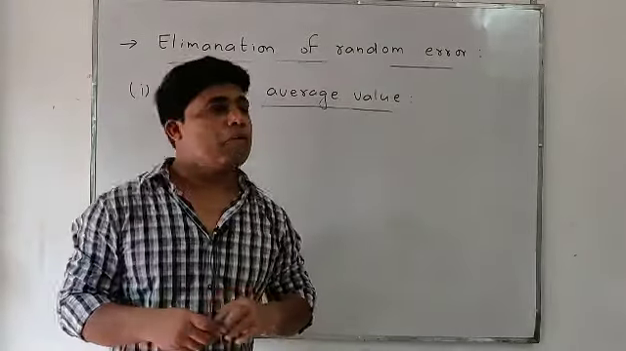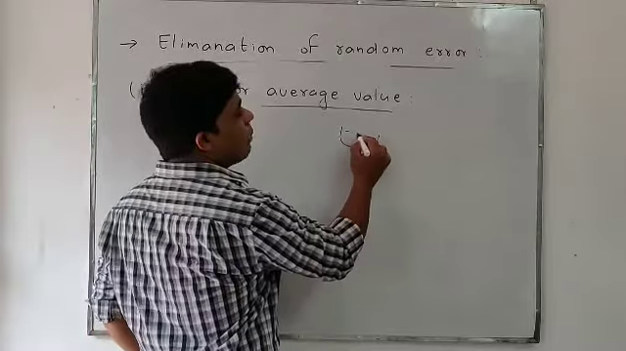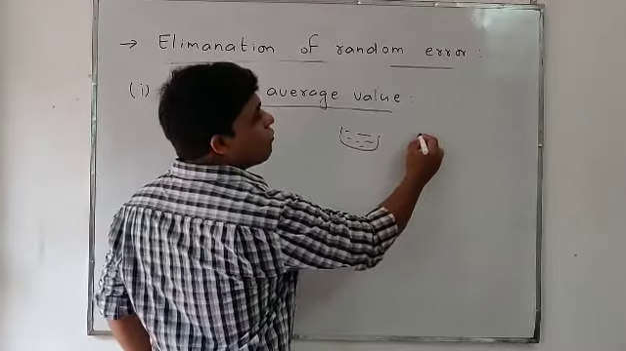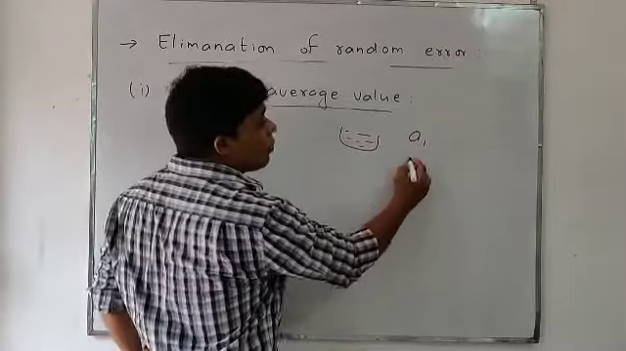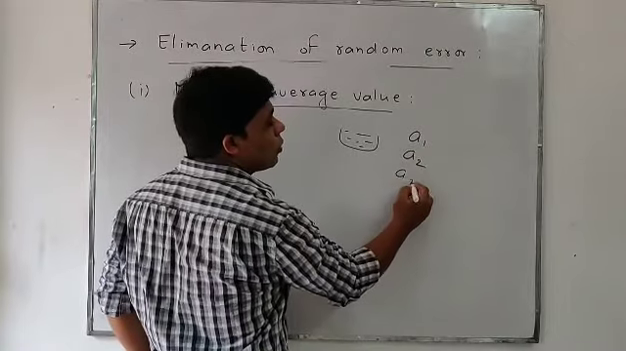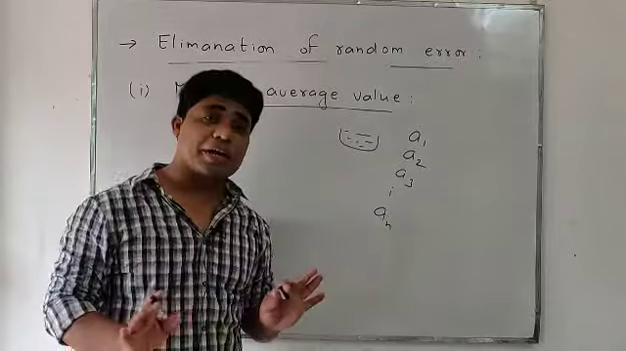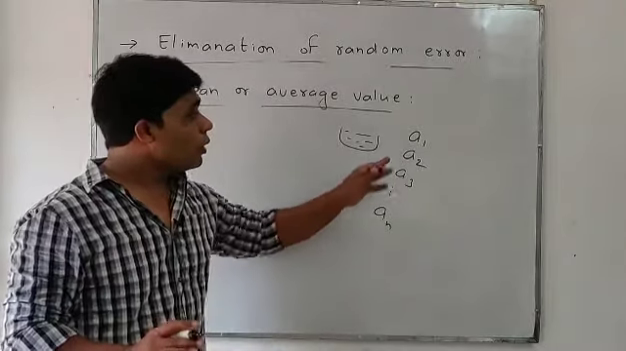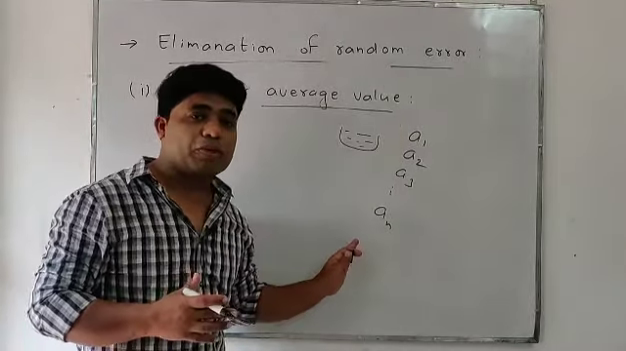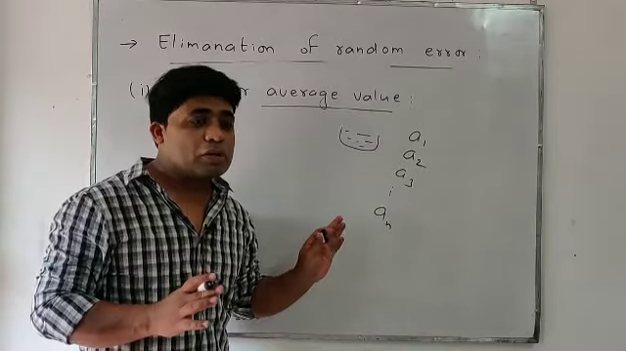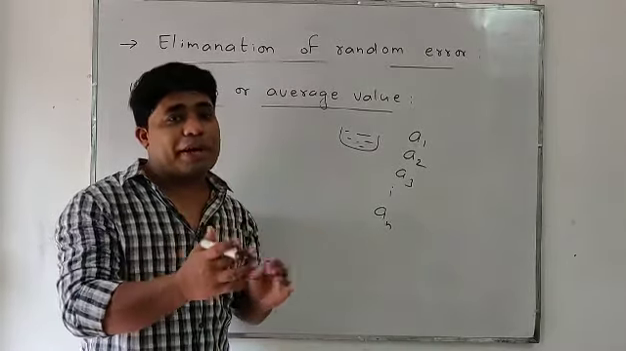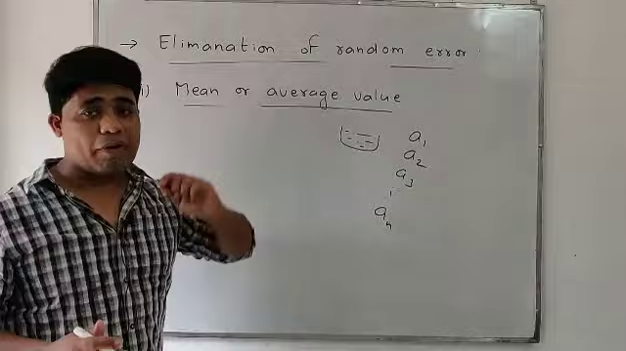Suppose we are taking the temperature of this water. The first student measures temperature A1, another student measures A2, a third measures A3, and the nth student measures the temperature of this liquid as An. So we are finding the variation in temperature. That is called random error. Such error can be minimized by taking their mean or average value.